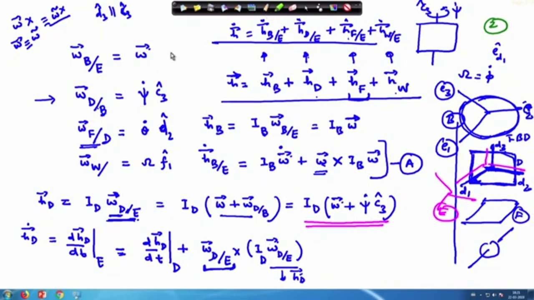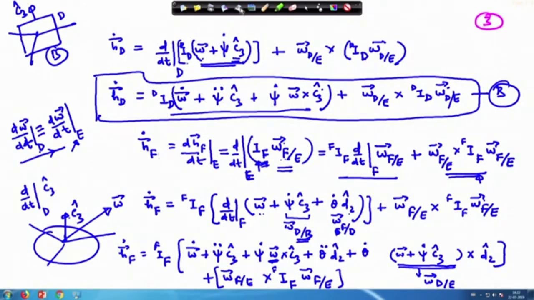Okay, so if you add these two, so your omega b slash e plus omega d slash b, okay, that gives you the total omega d with respect to the e frame, omega of d with respect to the e frame. So, this part I am not writing here, this is obvious. Okay, and we can expand it and write it.